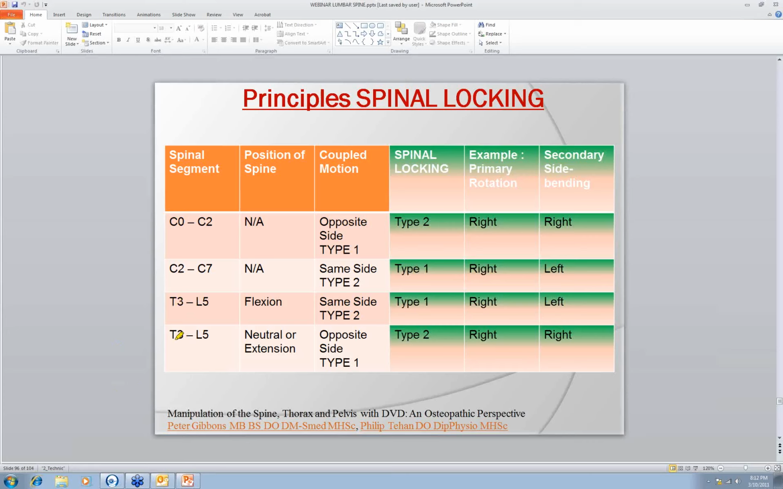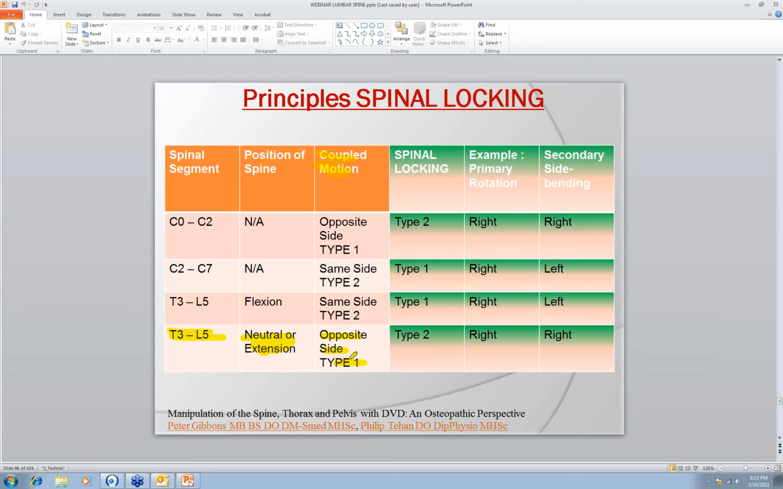If I want to do a technique from, let's say, a neutral position, what I know is that the coupled motion for the lumbar spine in neutral or extension is opposite side or type 1 movement, which means that my rotation and my side bending happen on the opposite side. Right rotation will produce left side bending.